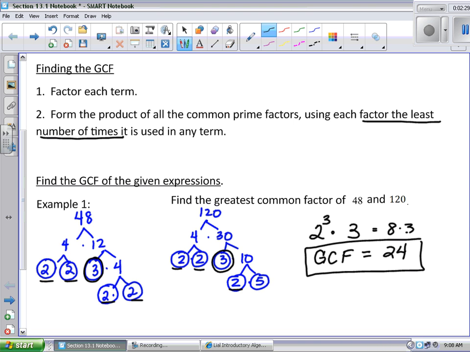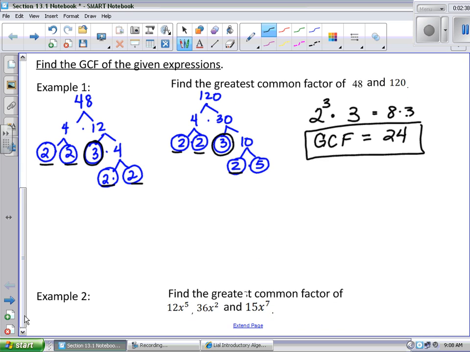Now, you don't have to take it all the way down to the primes if you can recognize that they have bigger numbers that are in common, but you want to make sure that you get the largest common factor possible.